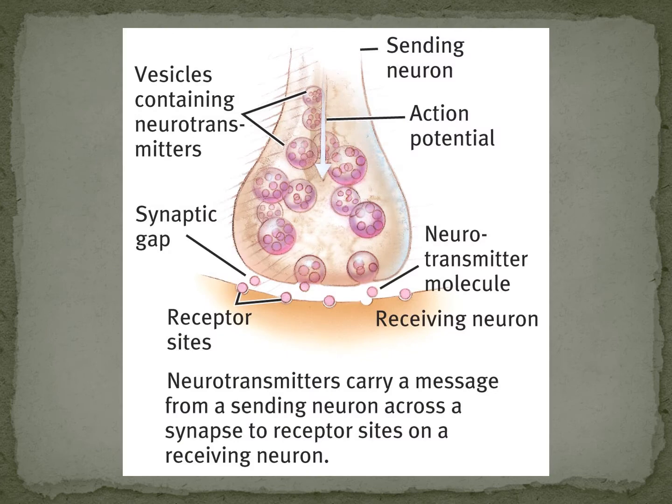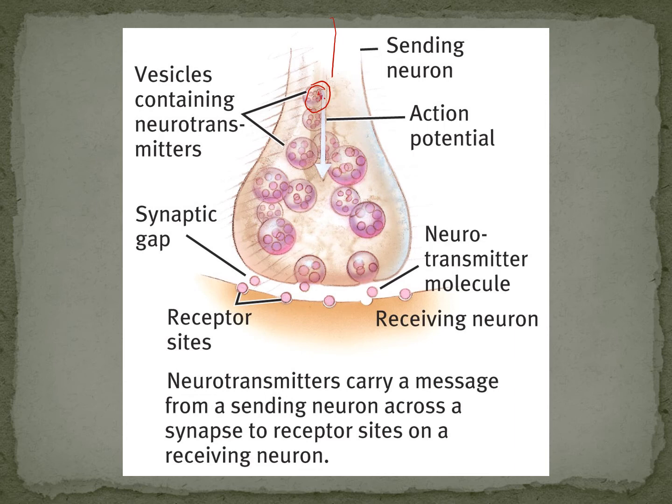So here's a visual. You have the sending neuron coming down here. Action potential has happened, so it's firing. If you remember those gates opening up and closing, the neuron can't fire again until it recharges itself. Those gates have all repolarized. That's called the refractory period. You have these vesicles containing neurotransmitters. These sacs are called vesicles, and the neurotransmitter is the actual message that's being sent. They're inside all these different sacs.